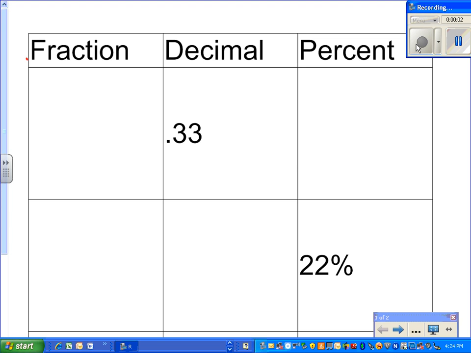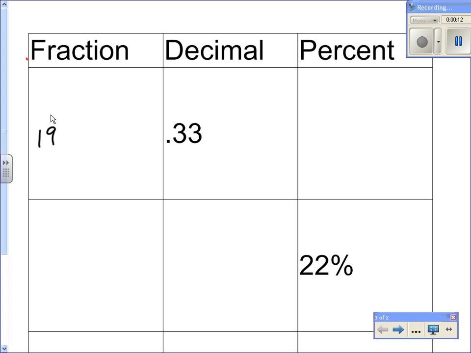Okay, I'm going to spend some time going over tonight's fraction, decimal, percent, conversions homework. What I've done here is I've just taken that chart and I've made it a little bit bigger. So I'm starting kind of halfway down the page with box number 19.